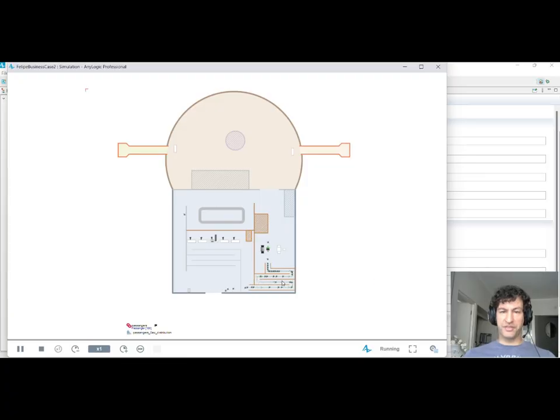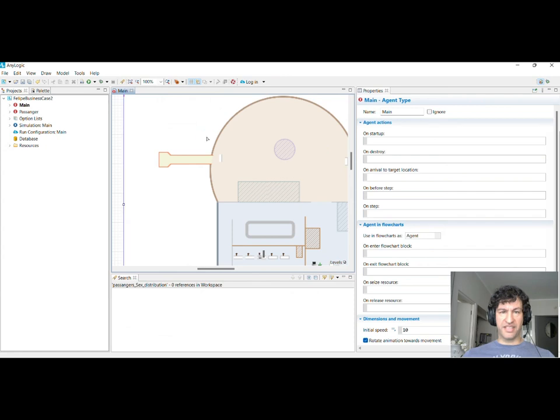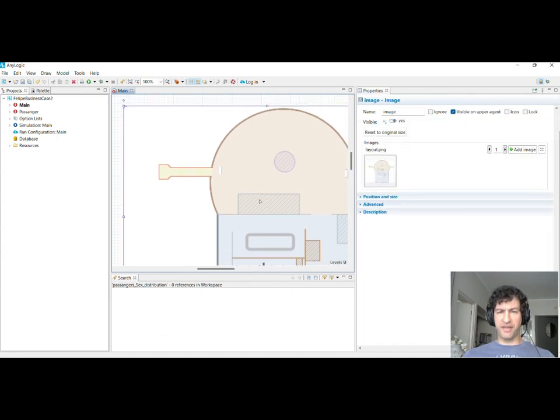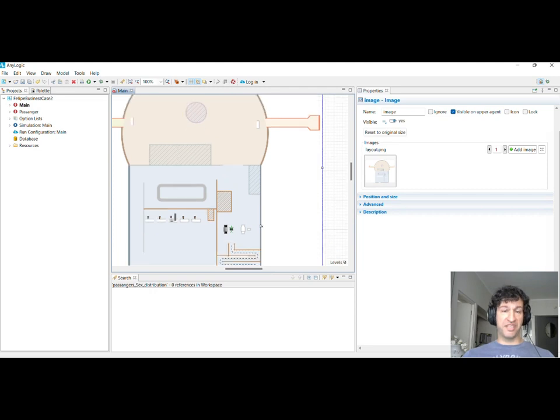So let's go and get started with the first model. This first model was made by one of the candidates of the simulation engineer position that I offered last month. So he did this. The animation in general looks pretty nice, but this is an image, so it was probably taken from somewhere, I don't know, but it's pretty nice at least.